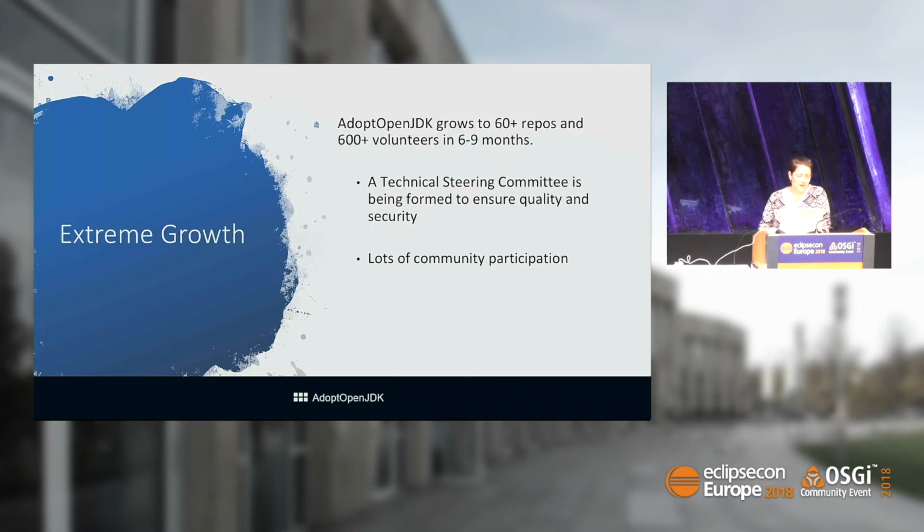And since then, we've seen extreme growth in the AdoptOpenJDK community. There are, it says here, 60 plus repos. I saw this morning there are 84 at the moment. Well over 600 volunteers have worked on the project over the past 6 to 9 months, and there is a constant flow of new names and faces and people helping coming into the Slack channel. And I'll give some links a little later on if you aren't already on some of these channels.